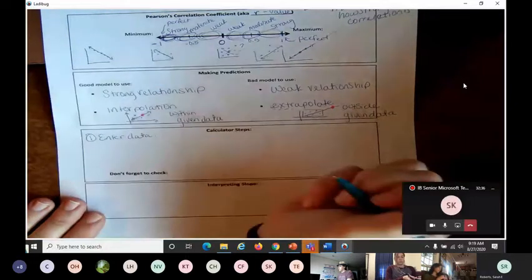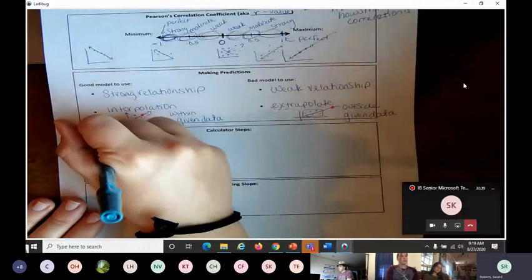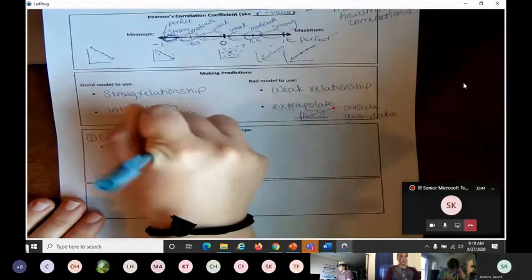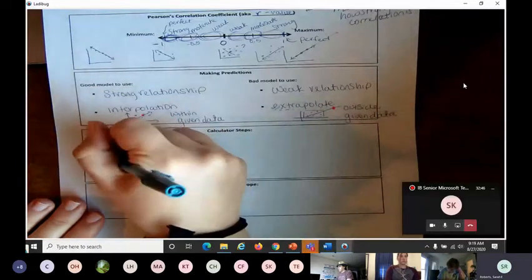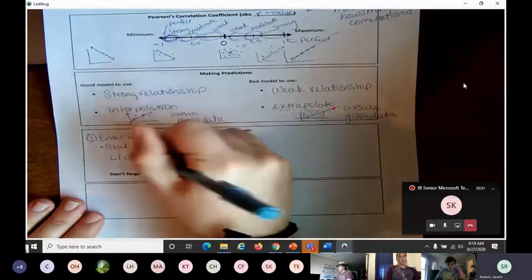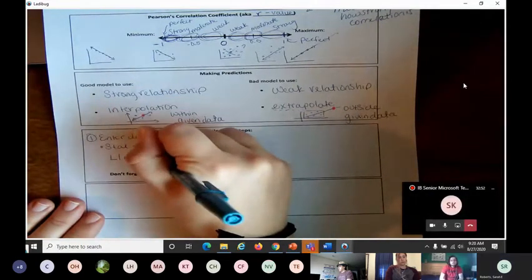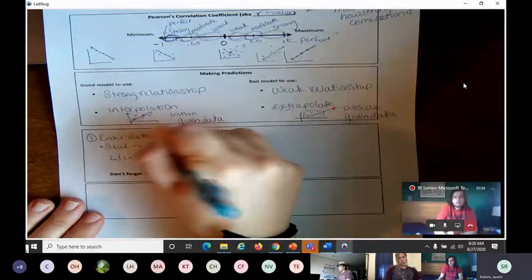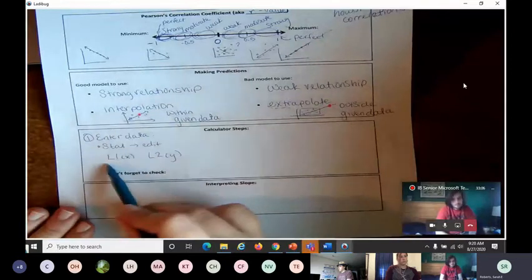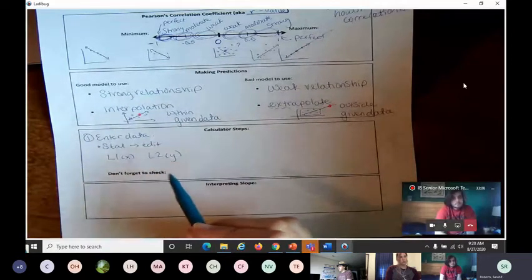Okay. So in order to do that, you go to Stat, then Edit, and you're going to enter your X values into L1 and your Y values into L2. Technically, you could flip it around if you really wanted to, because you can specifically define what you want L1 and L2 to be in your calculator, but it's just easier to start with X and end with Y.